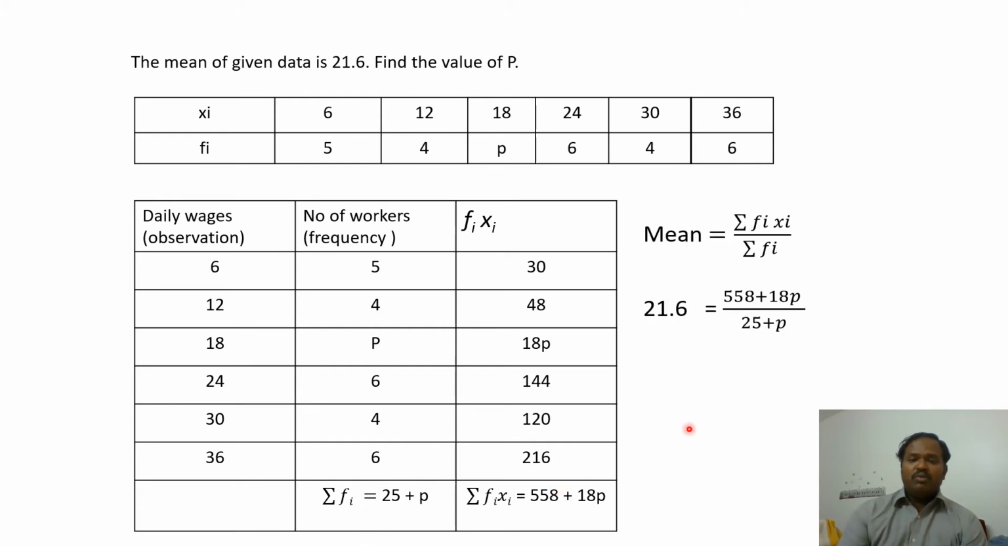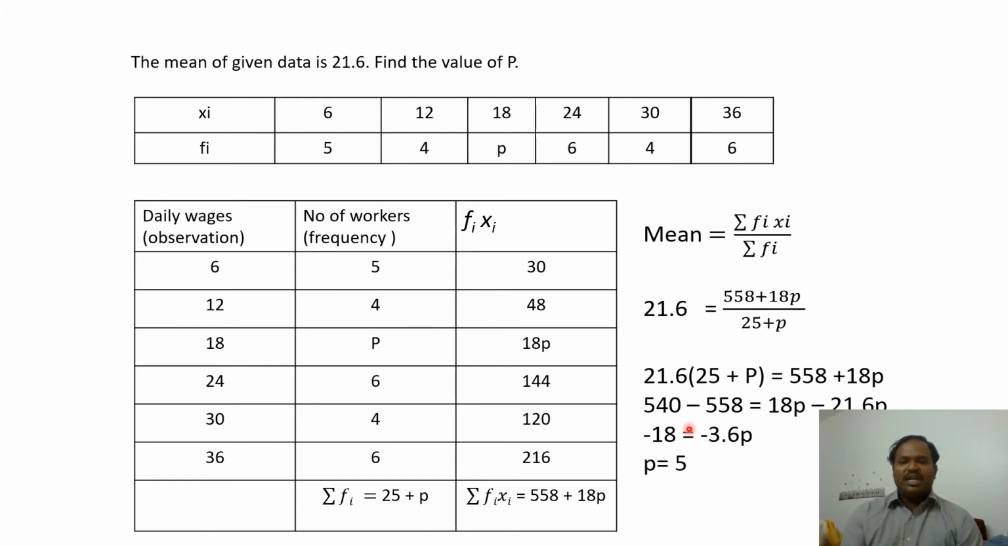Okay, so now moving on to the next step. We're going to use the same formula, but we know the value of the mean. So when we substitute that value, we get a fractional equation. Now you know well how to solve this equation. Do the cross multiplication, and if you solve the equation, you'll be able to get the answer.